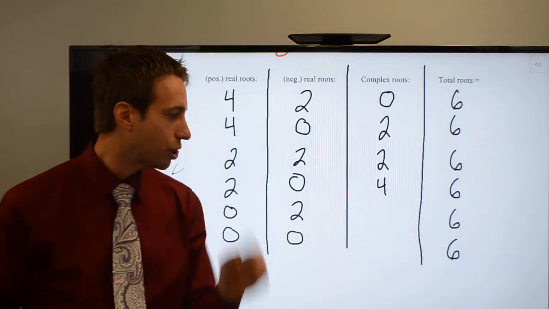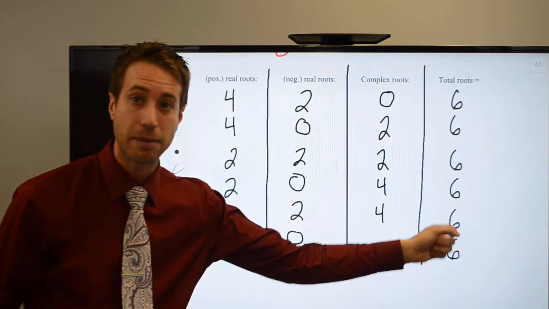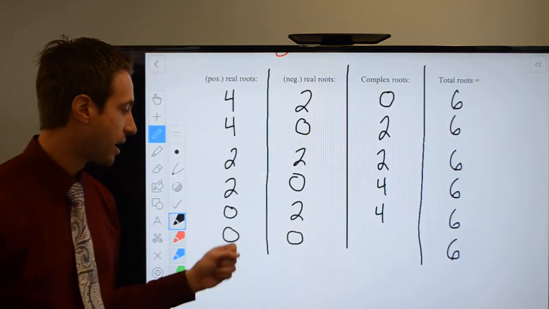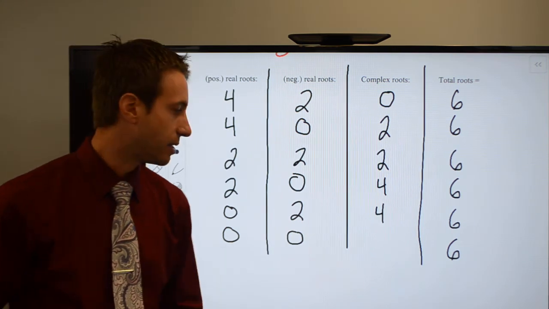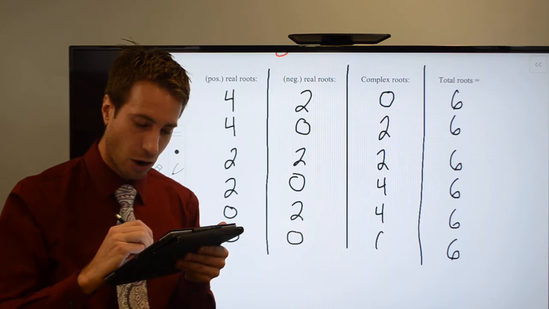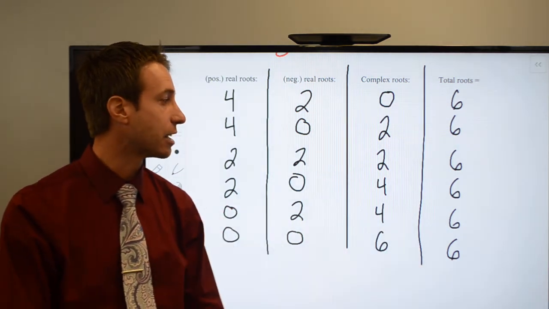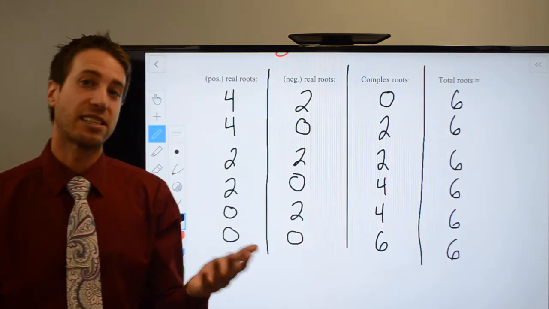0 and 2 is 2. Again, I need 4 imaginary zeros to get me to that grand total of 6. And 0 and 0 is nada. Zip, big old goose egg. You need all imaginary numbers, 6 imaginary numbers to get you that total. That's it. That's Descartes' rule.